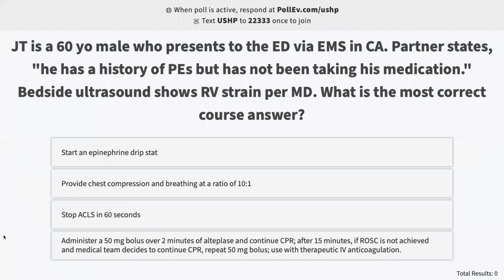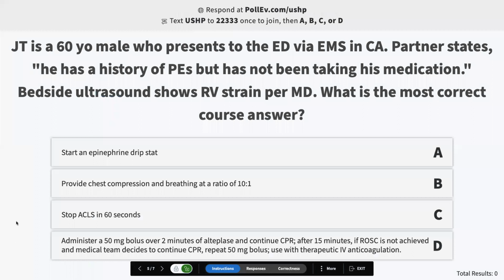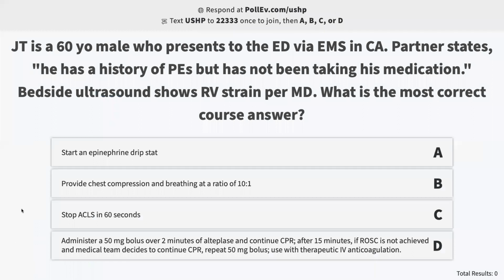And so for our next audience participation question: JT is a 60-year-old male who presents to the ED via EMS in cardiac arrest. And the partner states that he has a history of PEs, but has not been taking his medication. Bedside ultrasound shows RV strain per MD. What is the most correct course, or rather answer, for this question?